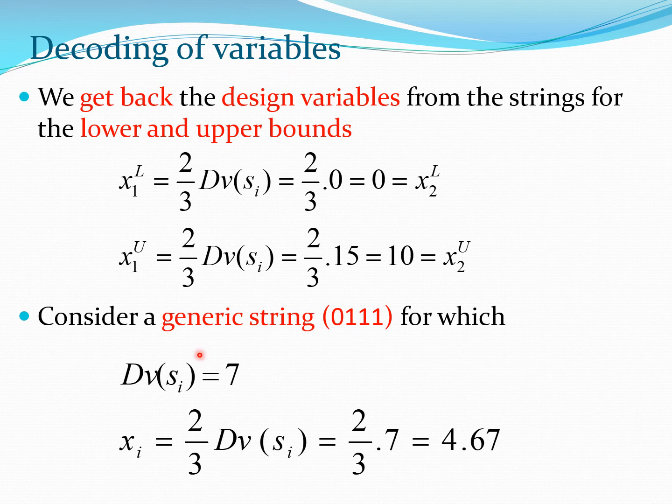Now suppose you are in the middle somewhere and you have a generic string 0, 1, 1, 1, for which we saw the decoded value was 7. In that case, xi would be 2 by 3 times the decoded value of Si, and so that would be 2 by 3 into 7 equals 4.67.